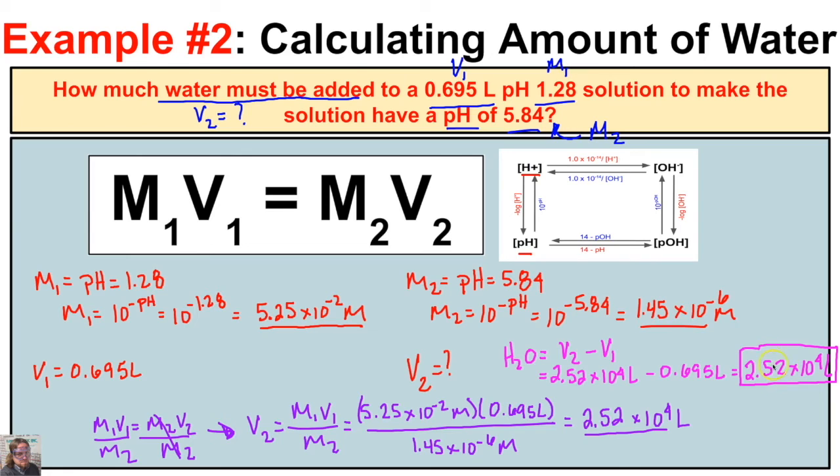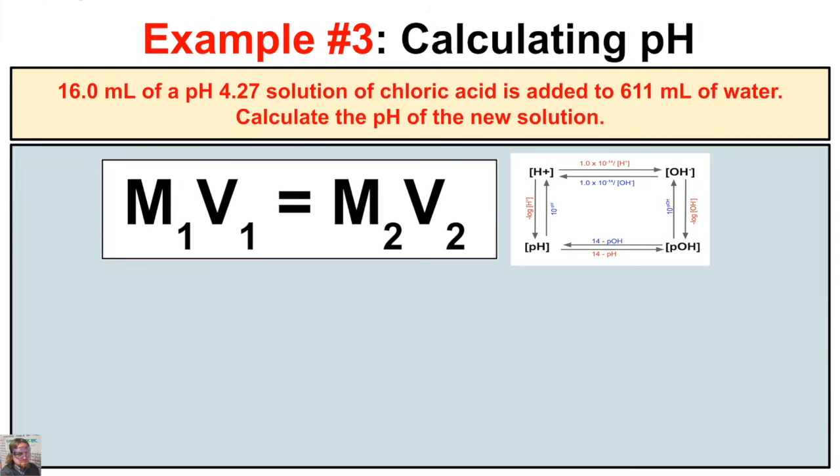All right, so how much water must be added? Looks like 2.52 times 10 to the 4th liters. Let's take a look at another example. In this example right here, it says 16.0 milliliters of a pH 4.27 solution of chloric acid is added to 611 milliliters of water. Calculate the pH of the new solution.